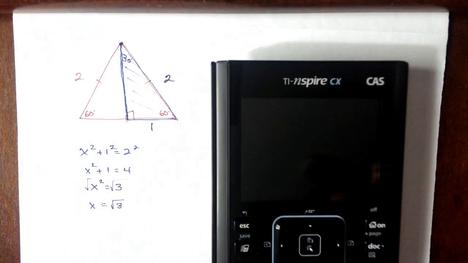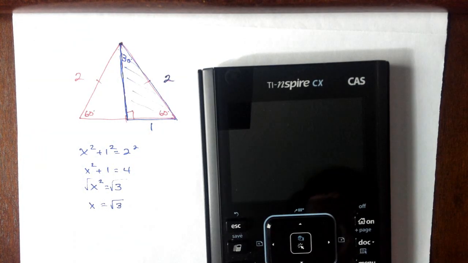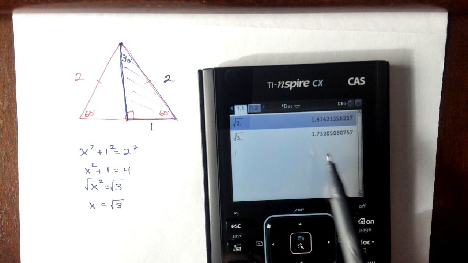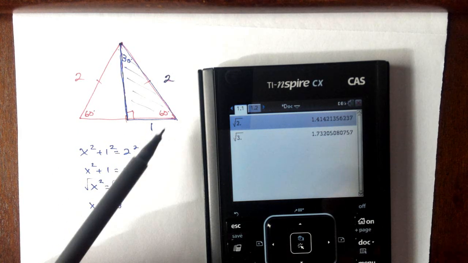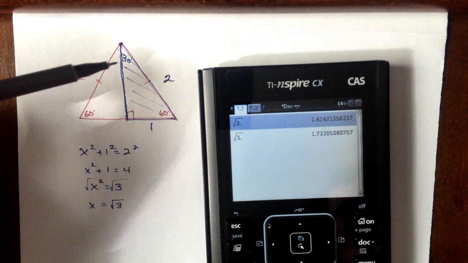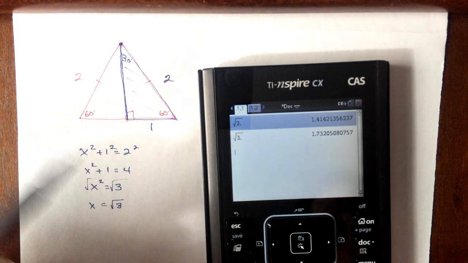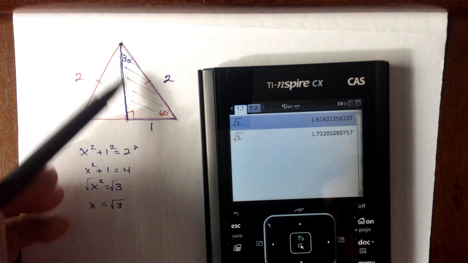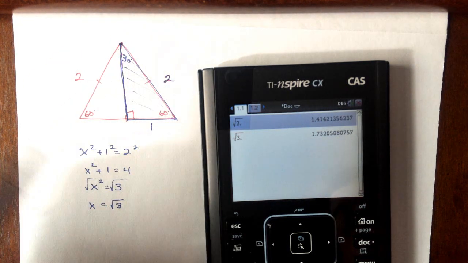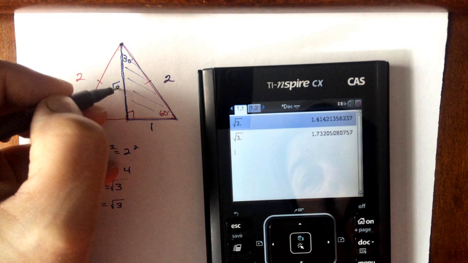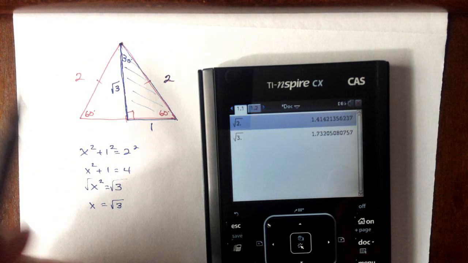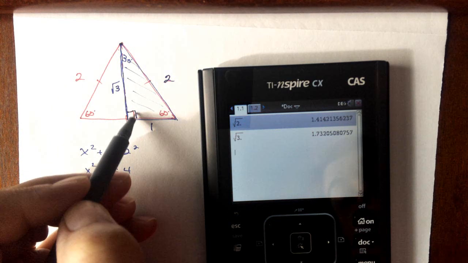Square root of 3, let's see what that is as a decimal. It's going to be ugly, so we're not going to want to normally look at it as a decimal. But it's about 1.73. So it's longer than this leg, and it's shorter than the hypotenuse, which makes sense because the shortest leg should be opposite the smallest angle, so the 1 should be opposite the 30 degree angle. Square root of 3 is the middle-sized side, so it should be opposite the middle-sized angle, and then the right angle is the biggest angle of the triangle.